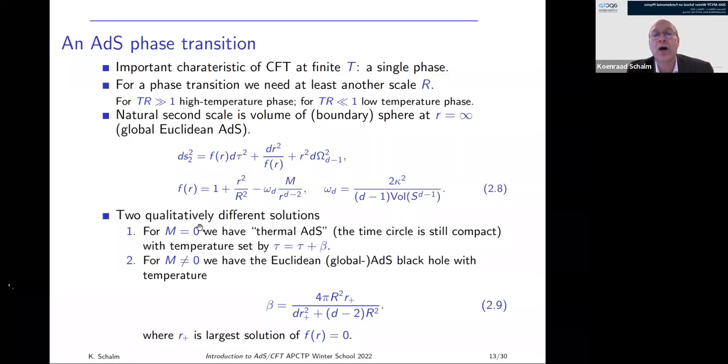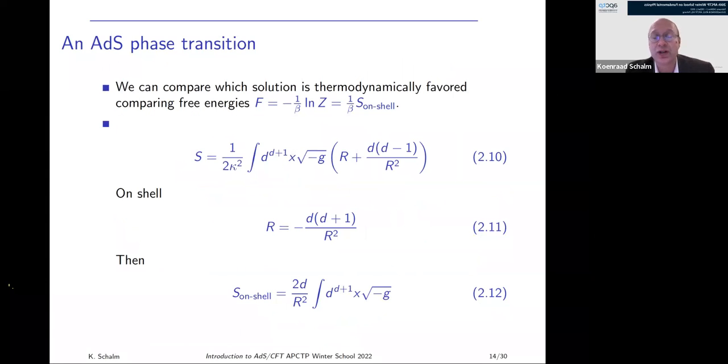Okay, so there are two qualitatively different solutions which have a periodic Euclidean time in global ADS. There's the thermal ADS solution with a temperature simply set by whatever periodicity I've identified time with. And for m not equal to 0, when you have a black hole solution, I also have a periodically identified time, but it's now not independent. It's related to the mass of the black hole. And the mass of the black hole sets the size of the horizon. This is called R plus now. Okay, so that is the two solutions. And now you can understand what we're trying to do, right? If there are two solutions.